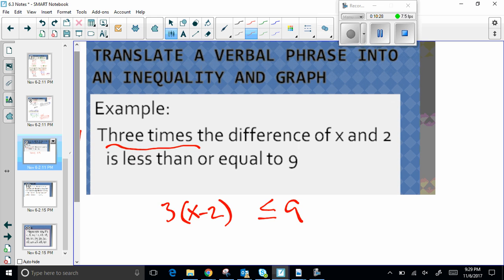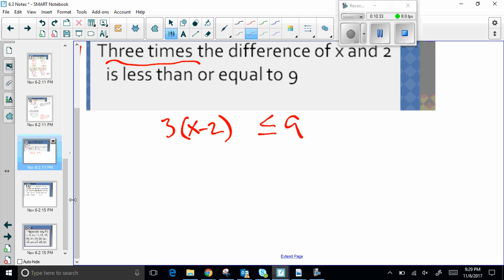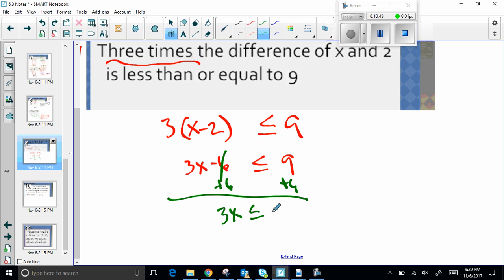So it says translate a verbal phrase into an inequality and graph. So you got to graph it. In order to graph it, you got to solve it. So this is going to be 3x minus 6 less than or equal to 9. Well, then I add 6 on both sides. So now 3x is less than or equal to 15. Well, then divide by 3. And x is less than or equal to 5.